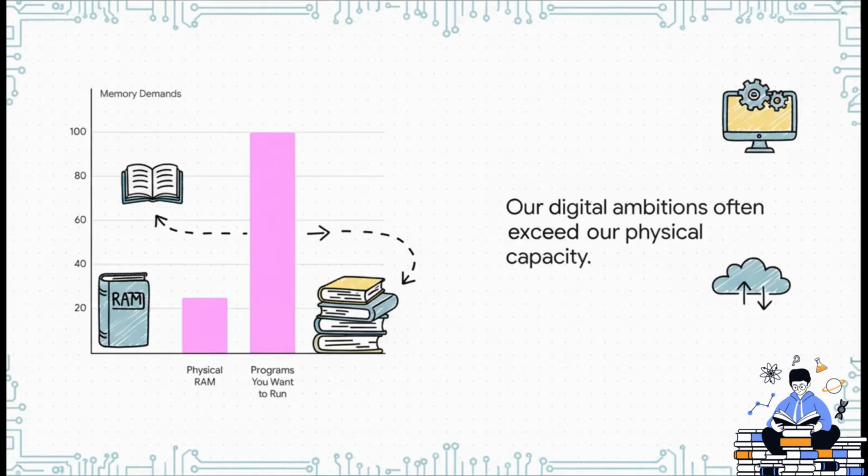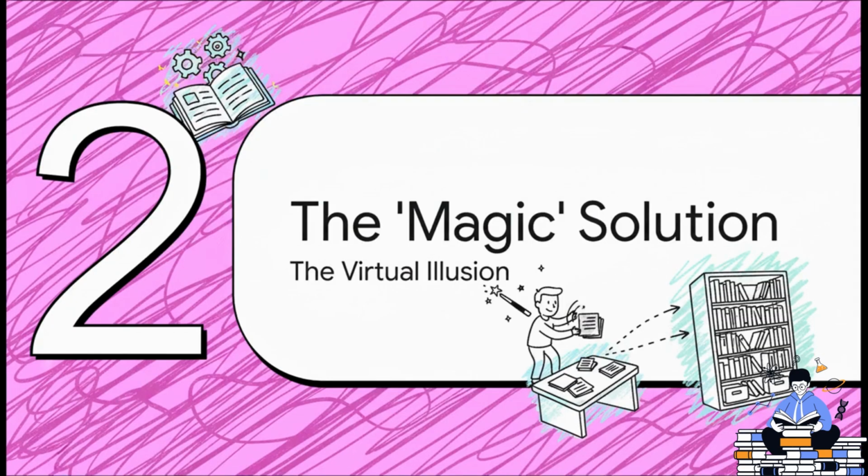And this chart pretty much sums up the problem we all face. That first little bar, that's the physical RAM we actually have, our workbench space. But that second, much taller bar, yeah, that's all the stuff we want to do. It's pretty clear our digital ambitions are way bigger than our physical capacity. So how do we bridge that gap? Well, this is where the real magic comes in.